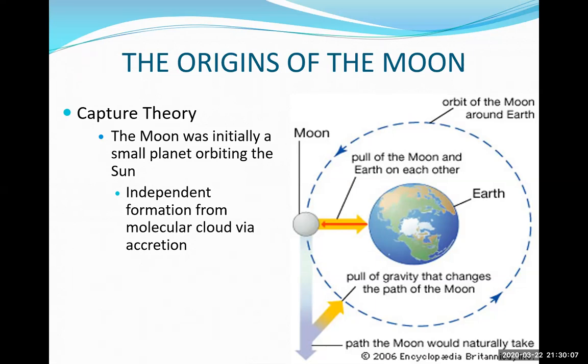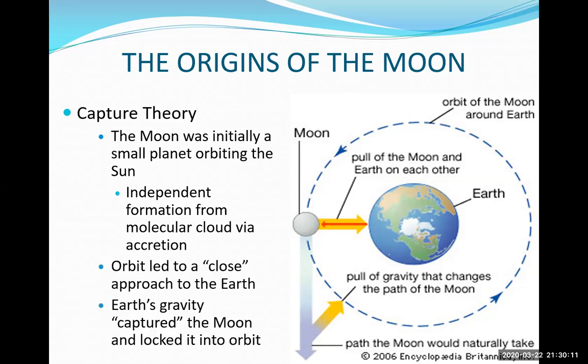And it turns out that, just like you see in the picture, the orbit of the moon around the sun got a little bit too close to the Earth, and Earth's gravity captured the moon and locked it into a permanent orbit, so to speak, because we know from chapter 4 that's not quite true. But it kind of locked it into permanent orbit in this case.